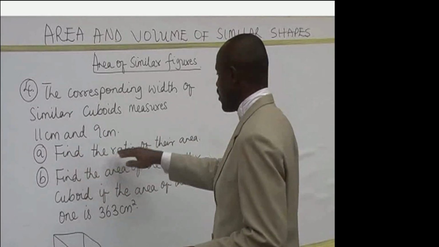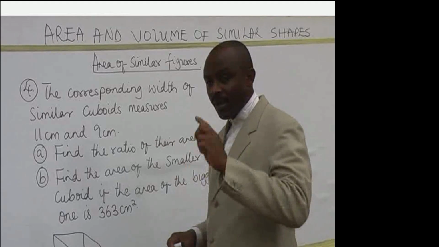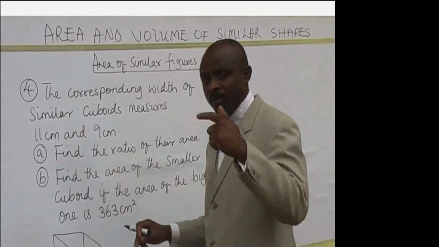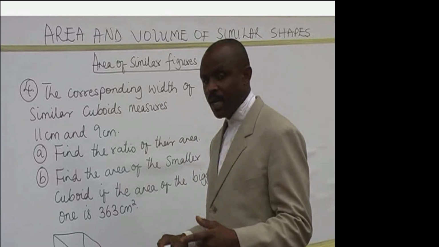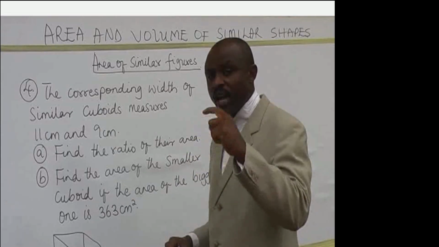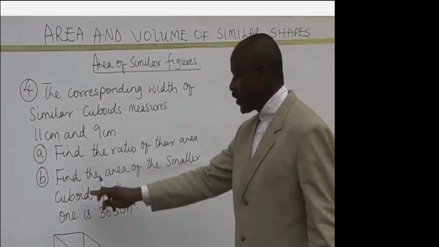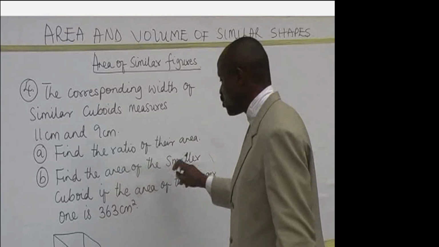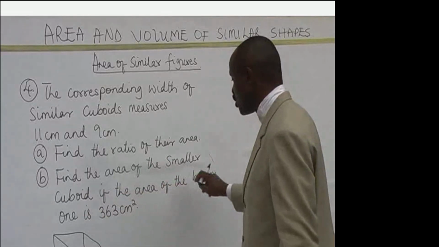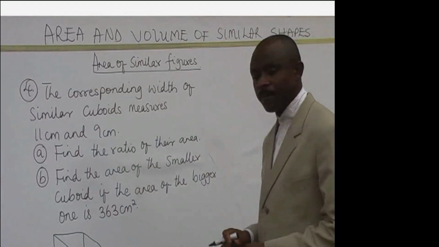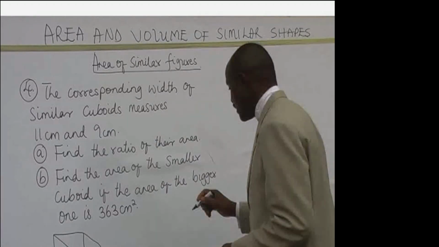Here we are asked to find the ratio of their areas from the scale factor which has been given. Find the area factor. When you find the area factor, put it as a ratio. You have answered question number 1. Question number 2 says we should find the area of the smaller cuboid if the area of the bigger one is 363 centimeters squared.